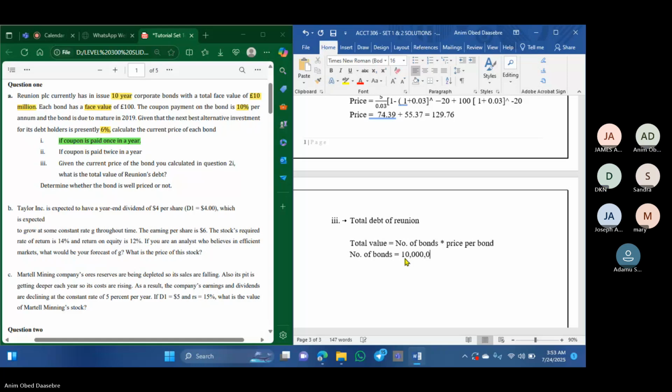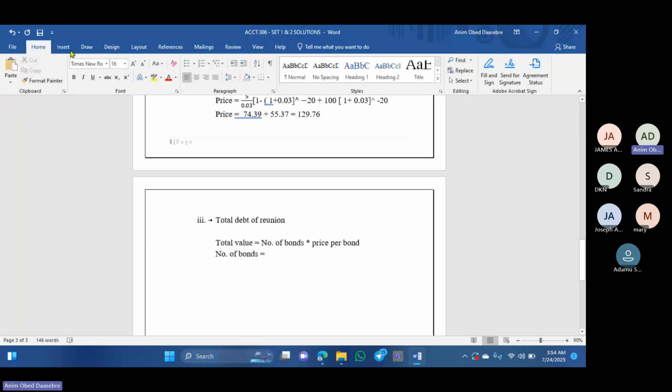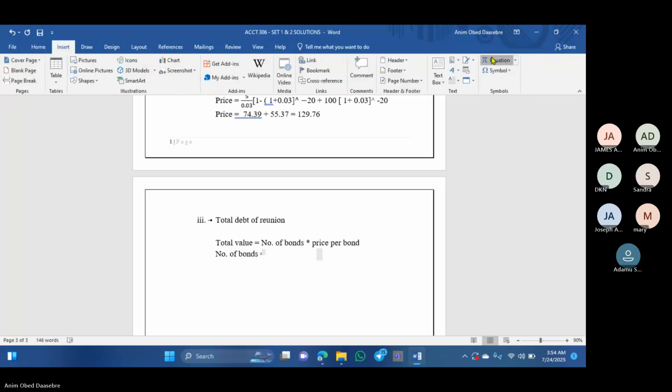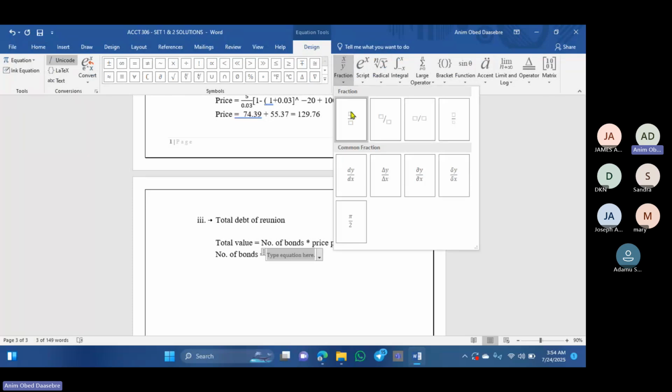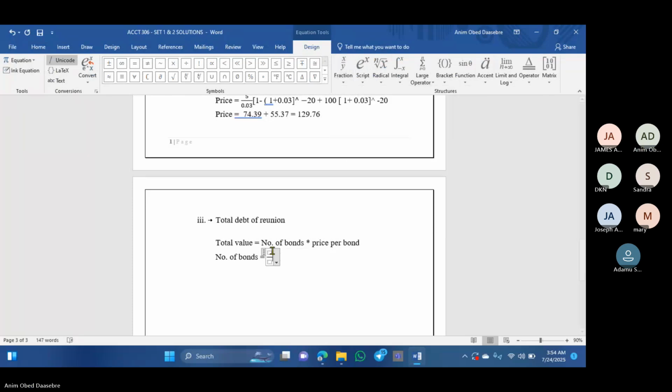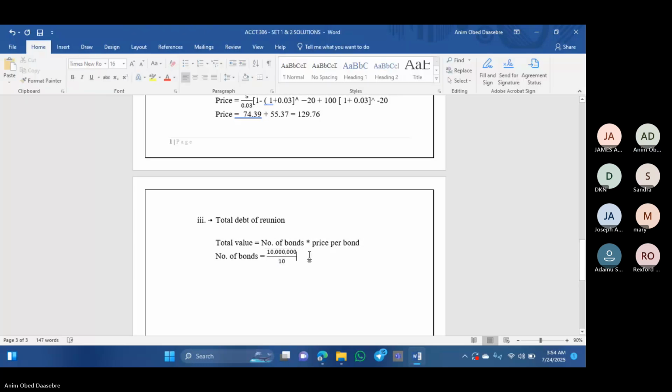So 10 million divided by 10. We are going to get 100,000. So the total number of bonds will be 100,000.